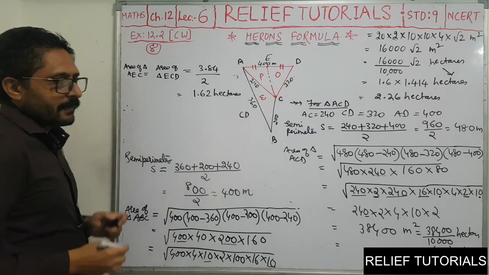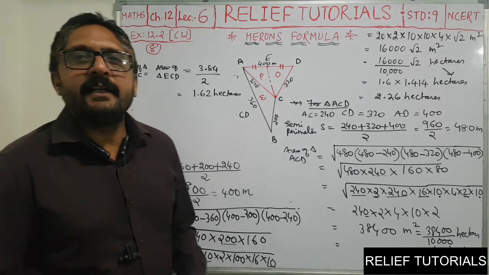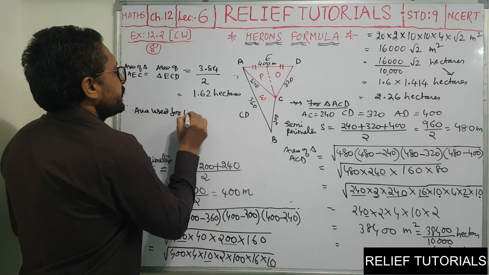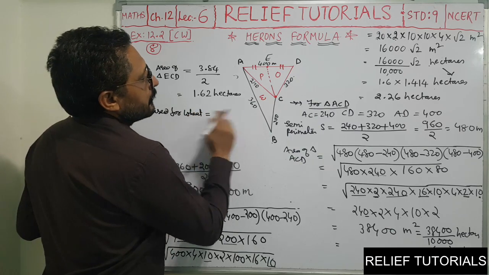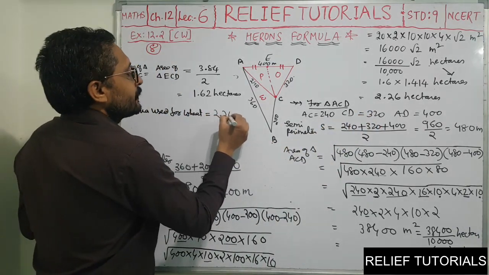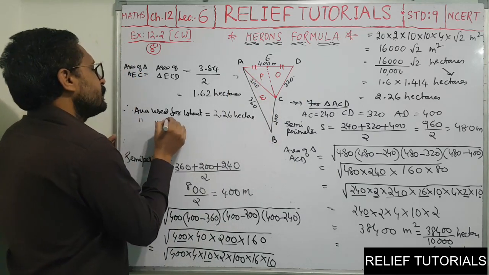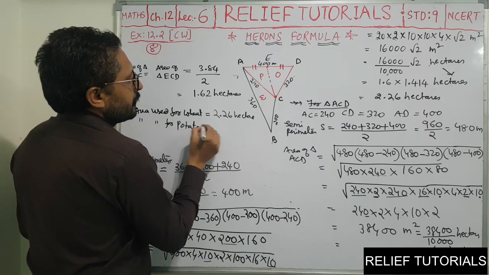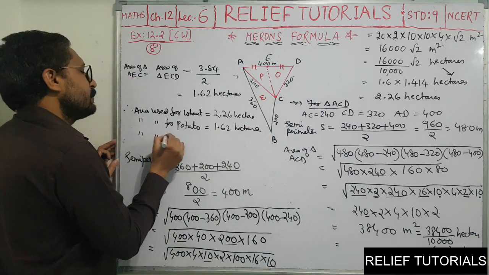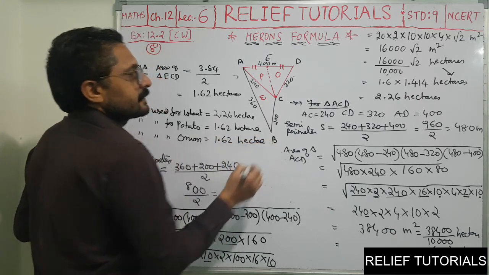So therefore, our question was, you have to find that how much area in hectare has been used for wheat, potato and onion. Area used for wheat. So we have found out area used for wheat, that is 2.26 hectare. That is area of triangle ABC. Now this is for potato. So area used for potato, that is 1.92 hectares. And area used for onion, that is also 1.92 hectares.